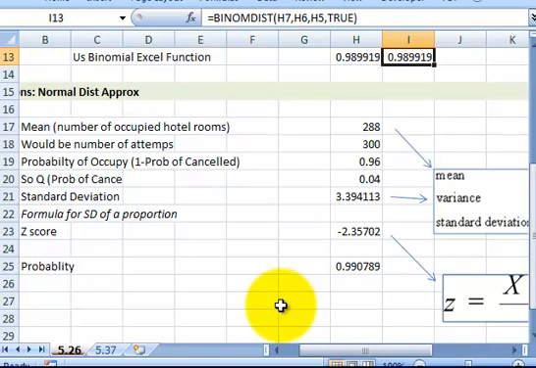And the point is, when you have large n's, the binomial distribution looks very similar to a normal distribution. That was problem 26. If you still have questions, let me know.